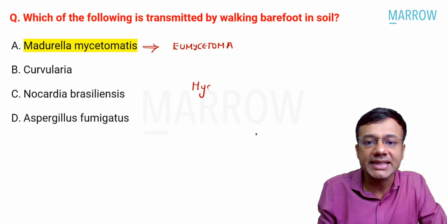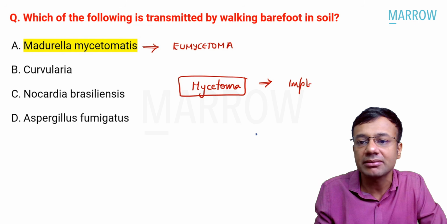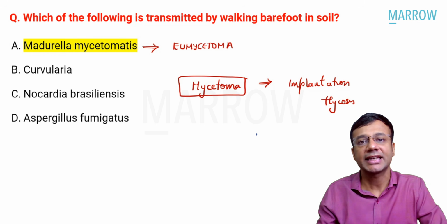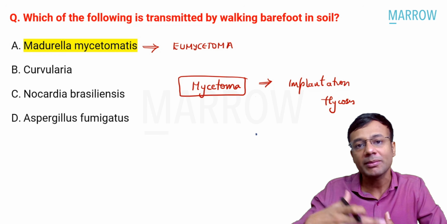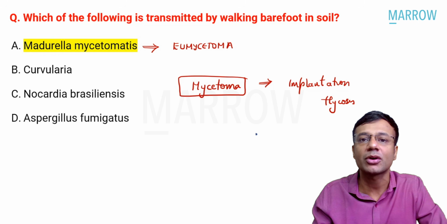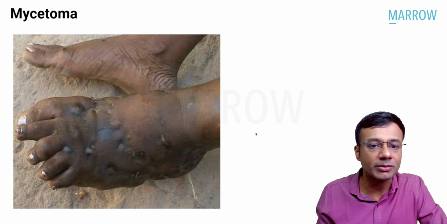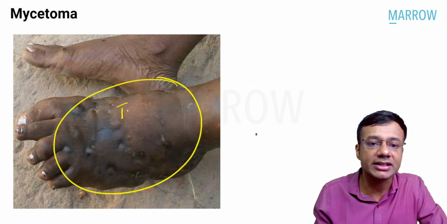Generally, when we learn mycetoma, all of us know mycetoma is also an example of implantation mycosis. That means here there has to be a traumatic inoculation of the fungus into the skin from an external source, which is generally from decaying vegetable matter. And in this context of mycetoma, generally we learn the triad of mycetoma. So you can see the foot here and you can see the huge swelling over here, which is called tumefaction.